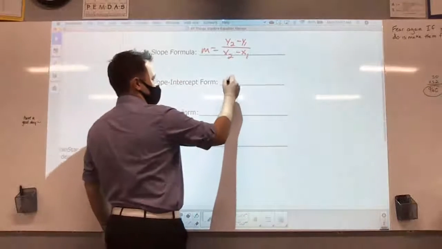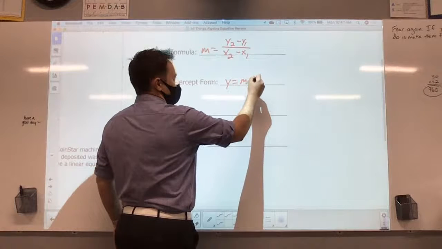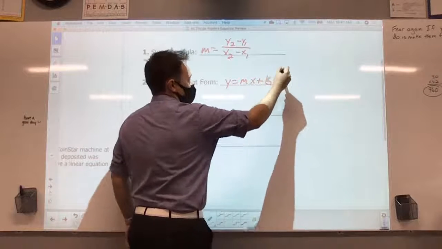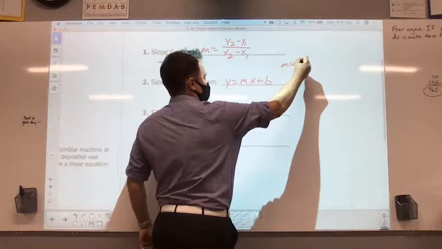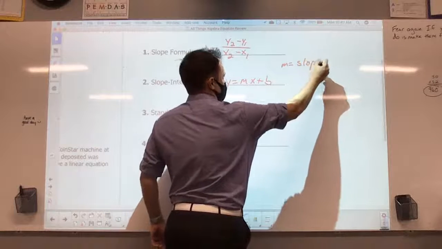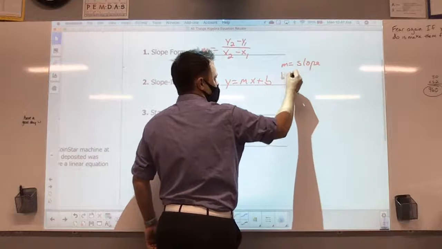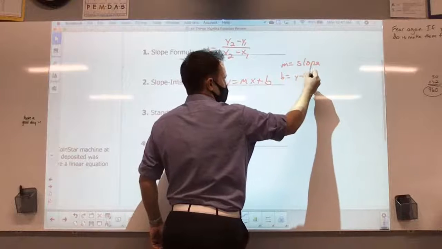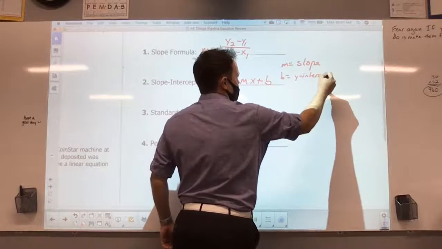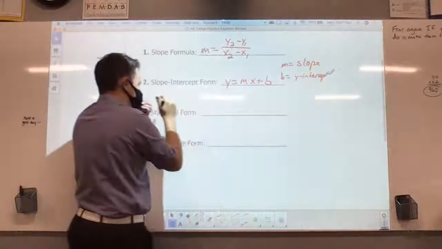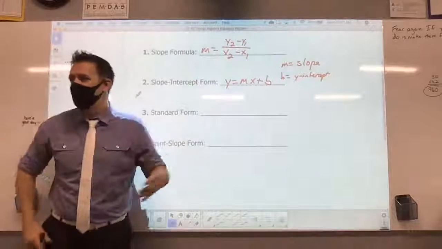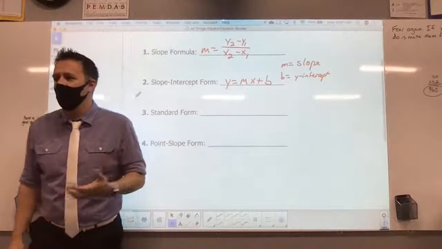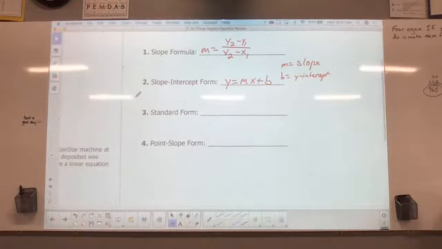Slope intercept, you guys know what this is. y equals mx plus b. Just make sure you know m as your slope, and I think by now you guys have your b as your y-intercept, right? Everybody seems pretty comfortable with this. Now, whether or not you can graph based on that is yet to be determined, but that's kind of where we're at with that, okay?